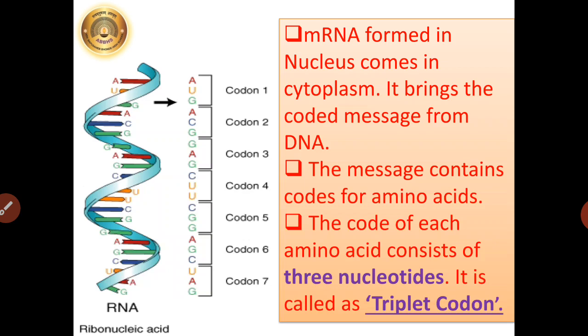Students, as we all know the pattern lock system for our mobile phones. If the pattern matches, then only the mobile lock will open. Same way here also, same like the jigsaw puzzle or lock and key method, the codes are there. The message contains the codes for amino acids. The code of each amino acid consists of 3 nucleotides, and so it is known as a triplet codon.